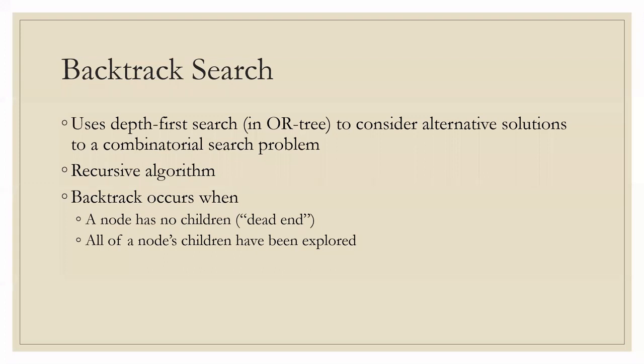Backtrack search uses depth-first search to solve combinatorial optimization problems. It means that the root node will generate all its sub-solutions, all its children, and will recursively apply the same methodology to a selected node. And if the search reaches a node that cannot be further expanded, or all of its children subtrees have already been explored, then the control backtracks to the previous node.